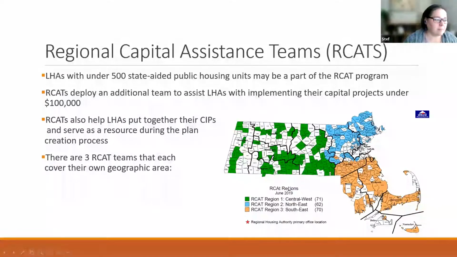And as you can see, here's the green, which is the Central West, blue is the Northeast, and the orange is the Southeast. And the RCAT program itself was created to provide more assistance to housing authorities that, at 500 units, are not small, but they are not amongst the largest, and sometimes don't have the staffing to really be able to tend to the capital side of the work that needs to happen at a housing authority. And so the RCAT teams are really intended to be a very good resource to housing authorities.